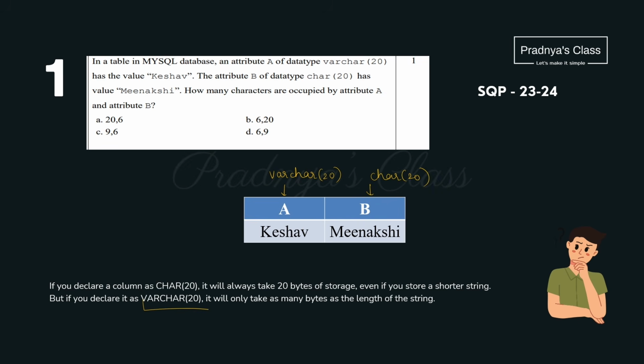We know varchar means variable length string. It takes as many bytes as the length of the string. The length of the string is 6. So attribute A will occupy 6. Whereas in case of char(20), it's a fixed length. The size is 20 means the characters occupied by it will be 20. Look at the options. The correct option will be B, 6 and 20.